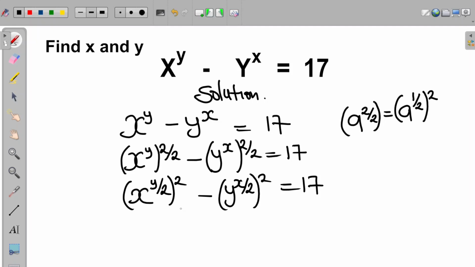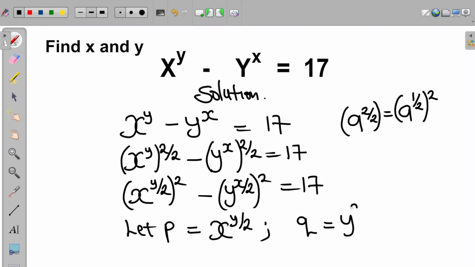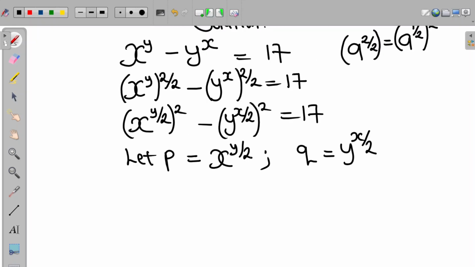Now we make some substitution. At this point, we say that let P be equal to x raised to the power of y divided by 2, and also let Q be equal to y raised to the power of x divided by 2. Now our equation becomes p squared minus q squared is equal to 17.